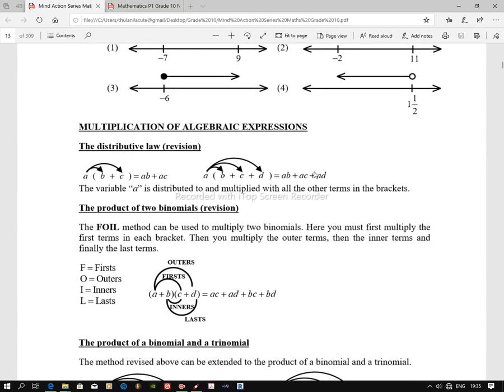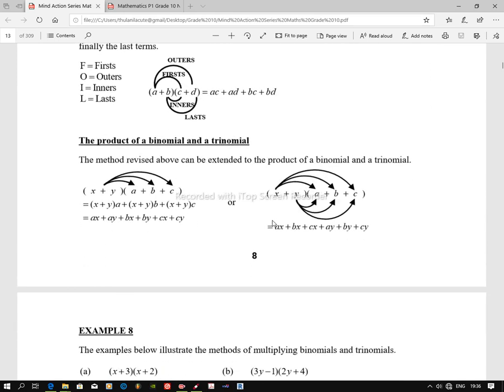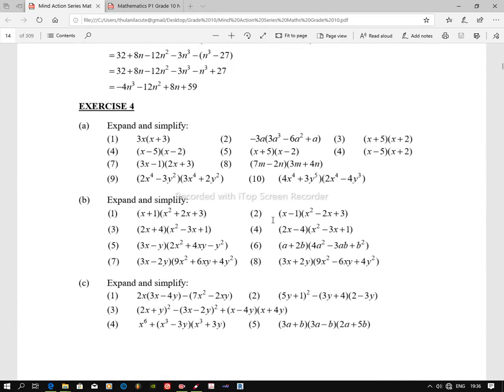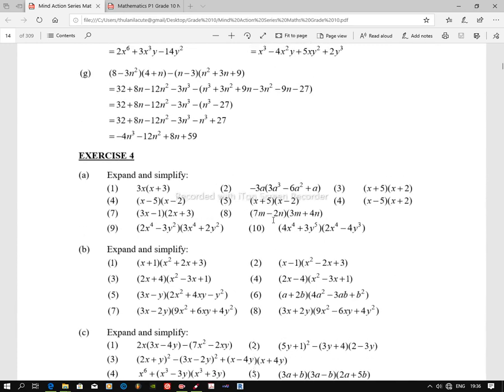Since we are focusing on the algebraic expressions, the first thing that I want us to look at is multiplication of algebraic expressions. We have two methods for this content: the distributive law and the FOIL method, you understand. I prefer the first method, but don't worry, I'm just going to show you how we handle this.